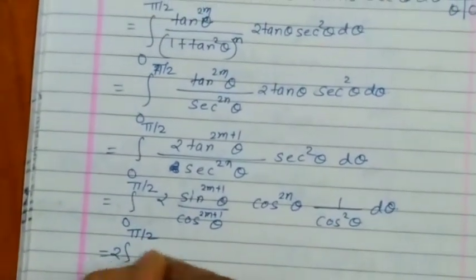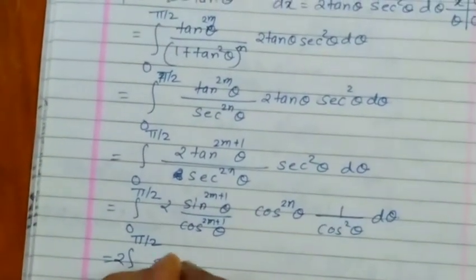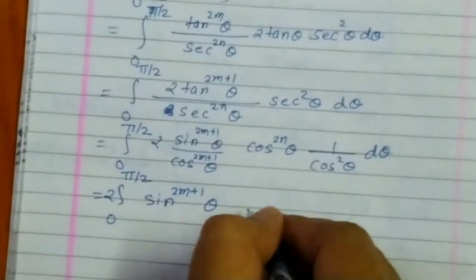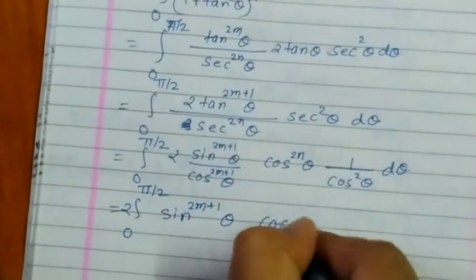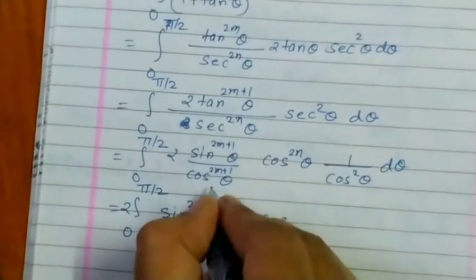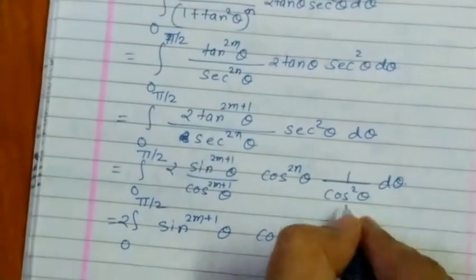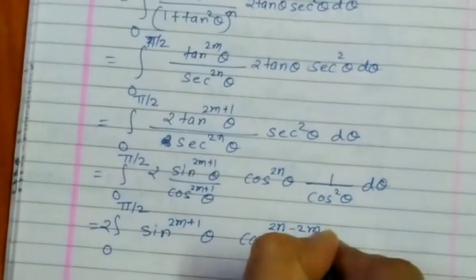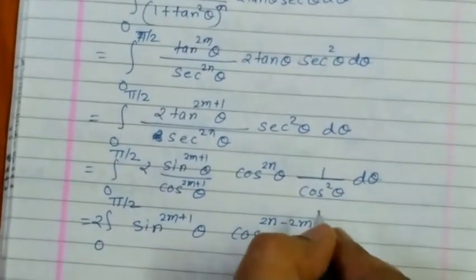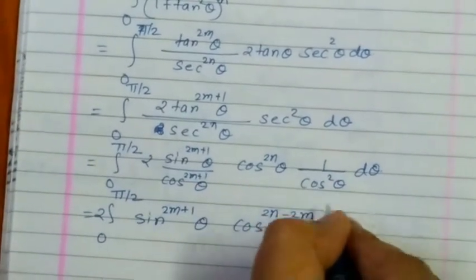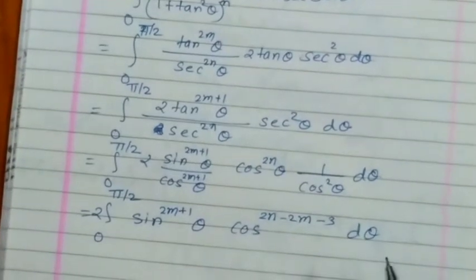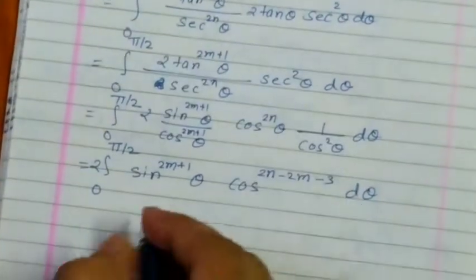I am taking these two outside. We have sine raised to 2m plus 1 theta, and cos raised to 2m plus 1 in the denominator. This cos square is also in the denominator, so I am having cos raised to 2n minus 2m, and this plus 1 plus 2 becomes 3. I am taking it from the denominator to the numerator, hence it becomes minus 3.